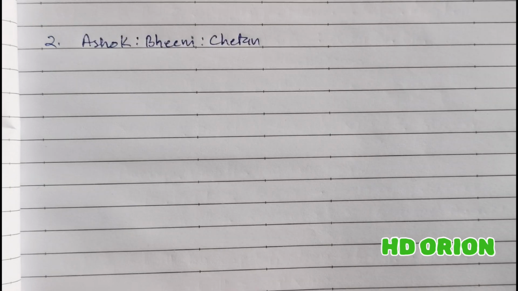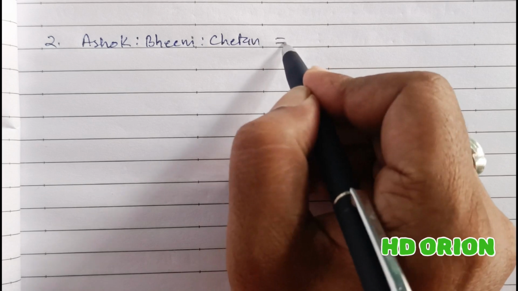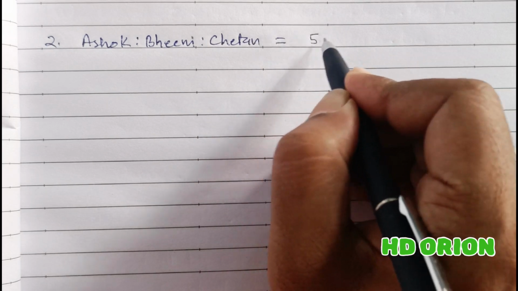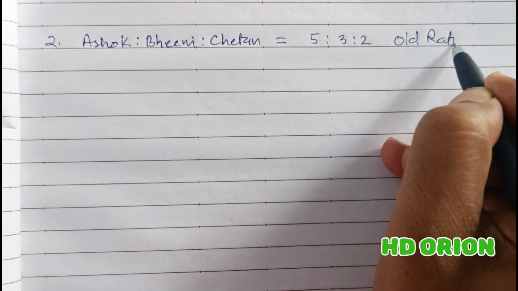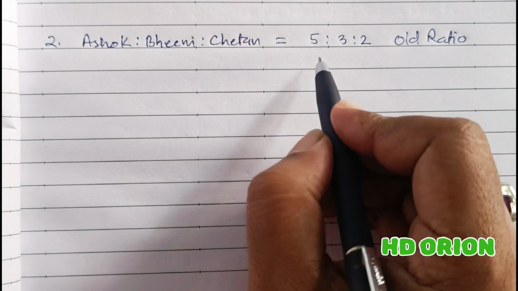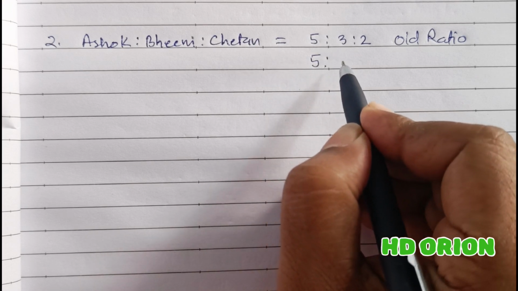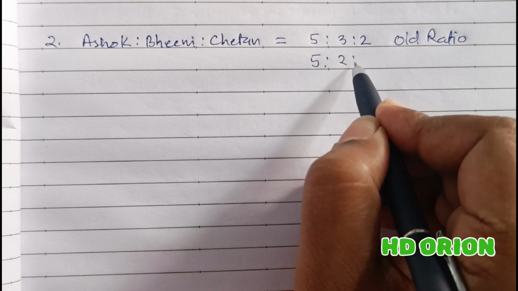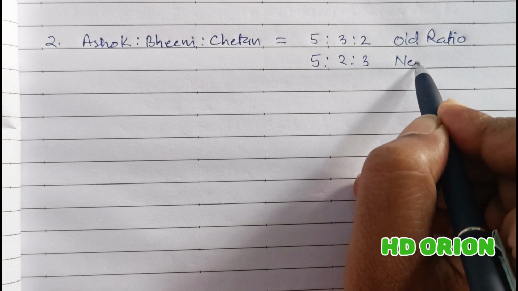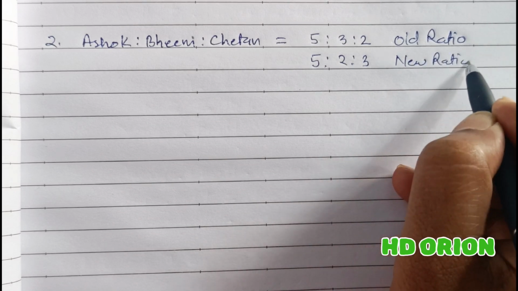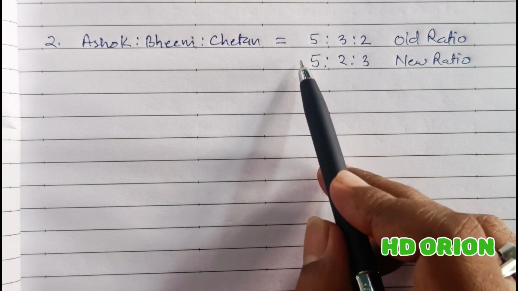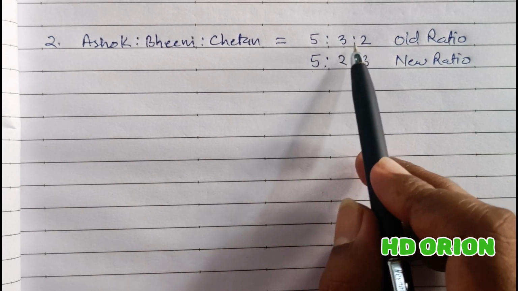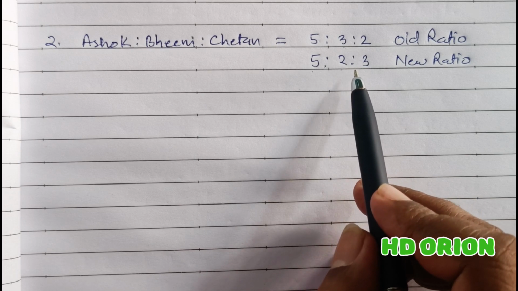Solution 2. Ashok, Bhim and Chetan are the partners and their old ratio is 5:3:2. This is the old profit sharing ratio. And now the new profit sharing ratio is 5:2:3. This is the new ratio. Now, because the ratio has changed, you see it has not changed for the first partner Ashok, but it has changed for the other partners Bhim and Chetan.